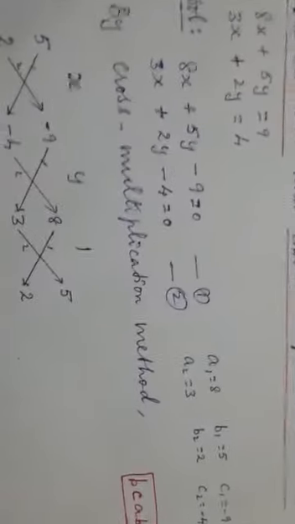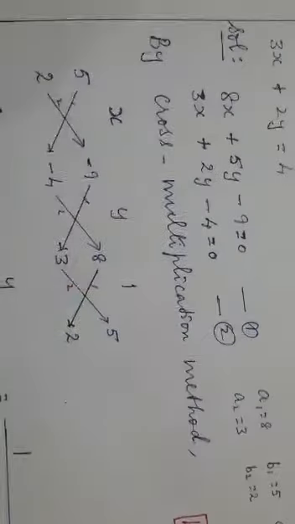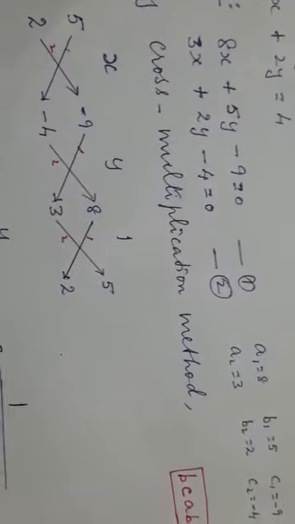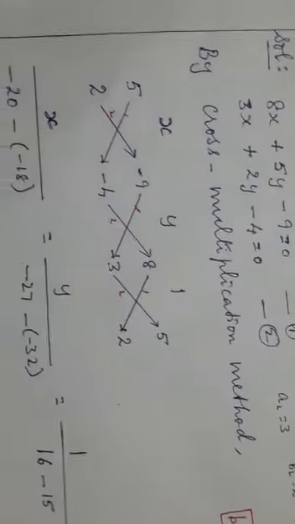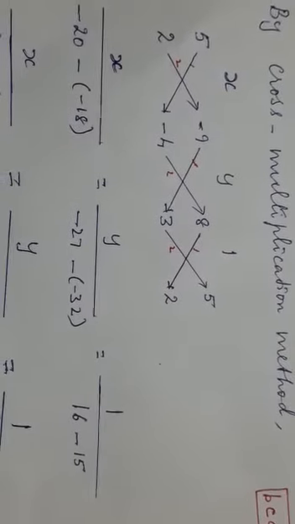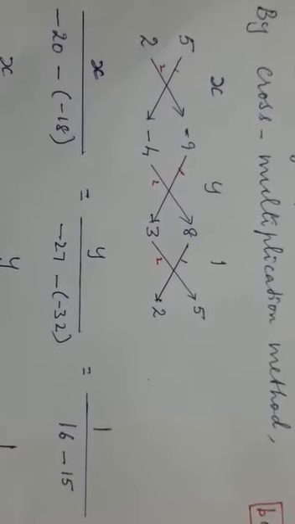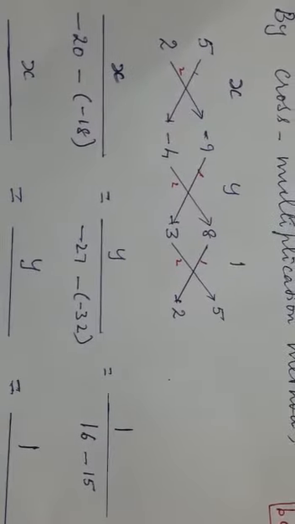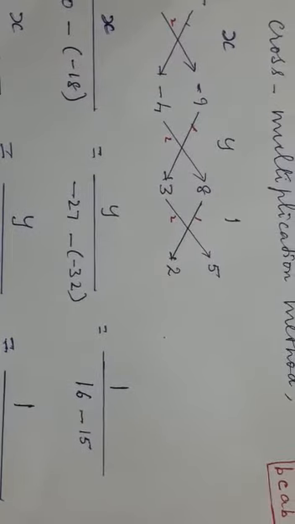By cross multiplication method, first we write x, y and 1. And as I told you, b, c, a, b. So first you write b1, b2, then c1, c2, then a1, a2, then b1, b2. In this order you have to write. And multiplication also, as I have told you, 5 into minus 4 first, then minus 2 into minus 9. So minus 20 minus of minus 18 is equal to y by minus 9 into 3, minus 27 minus of minus 32. 4 into 8 is 32, is equal to 1 by 8 into 2 is 16 minus 3 into 5 is 15.